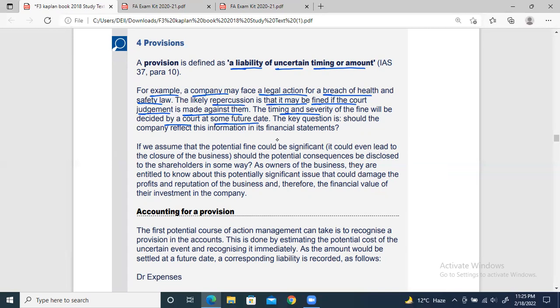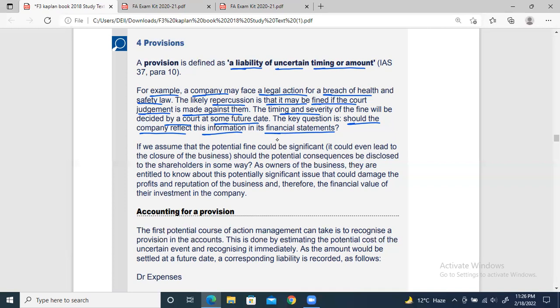The claimant has successfully filed a case against the person, and maybe a restaurant has given him bad food, food poisoning has happened, anything has happened. So what happens is that the court does not decide as yet. It does not decide the very next minute what will be the amount and the timing, right? So obviously it is a very uncertain thing, which is in short known as a provision, and the court will decide these two things at some future date. So the key question over here is, should the company reflect this information in its financial statements or not? All about this we are going to study regarding provisions, the accounting, the treatment, everything.